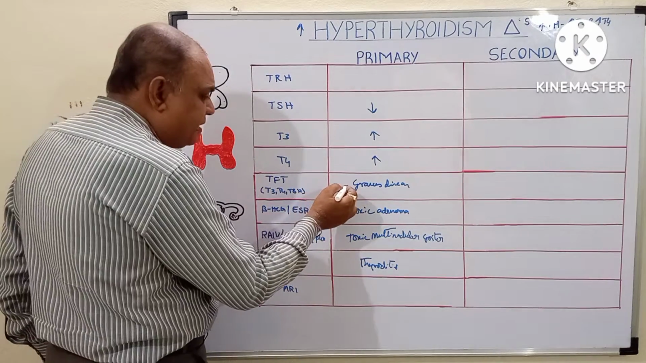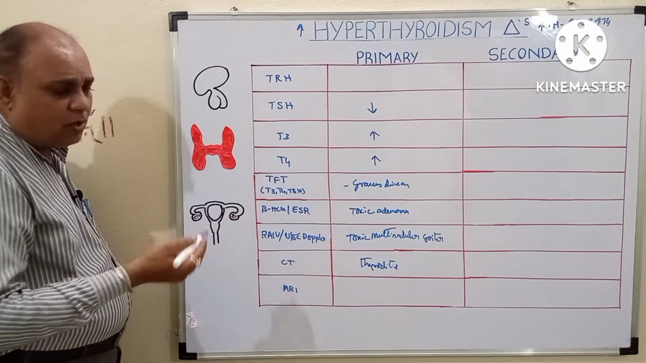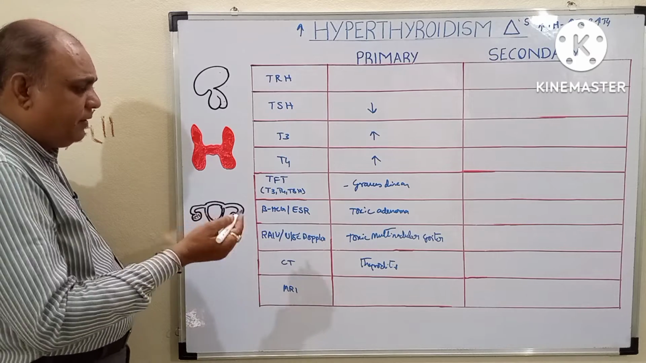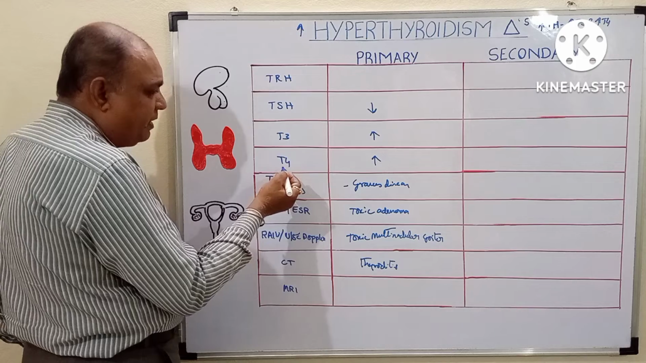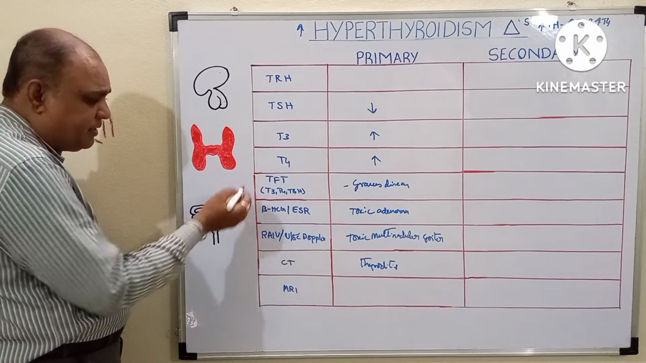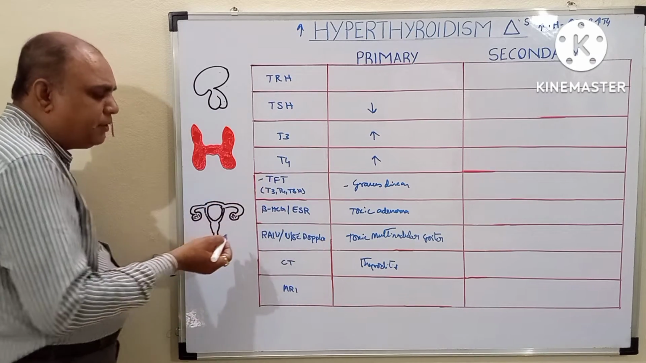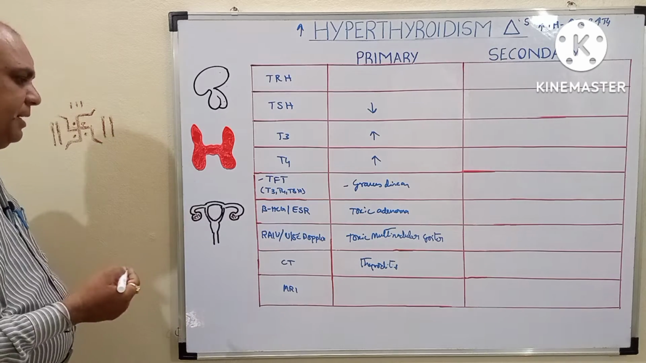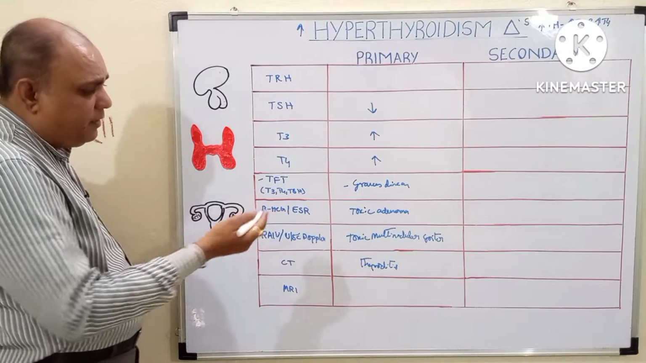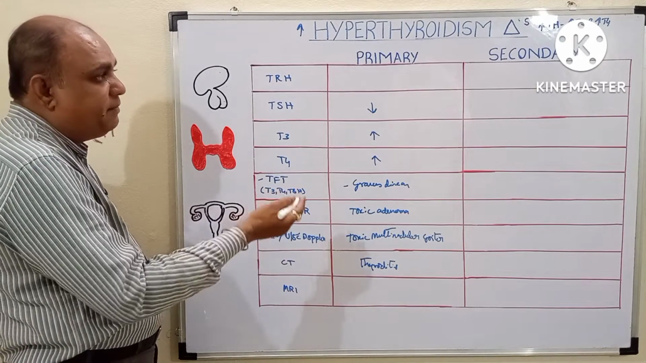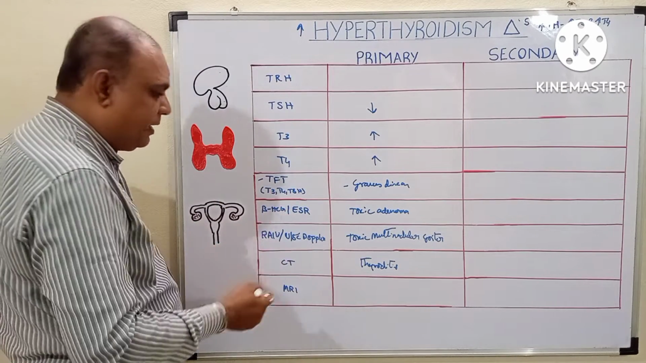Now, Graves' disease is an autoimmune disorder, where it elevates the T3 and T4 levels in the investigation, which easily can be seen through thyroid function test. As in our earlier video, we have already discussed the symptoms of hyperthyroidism.